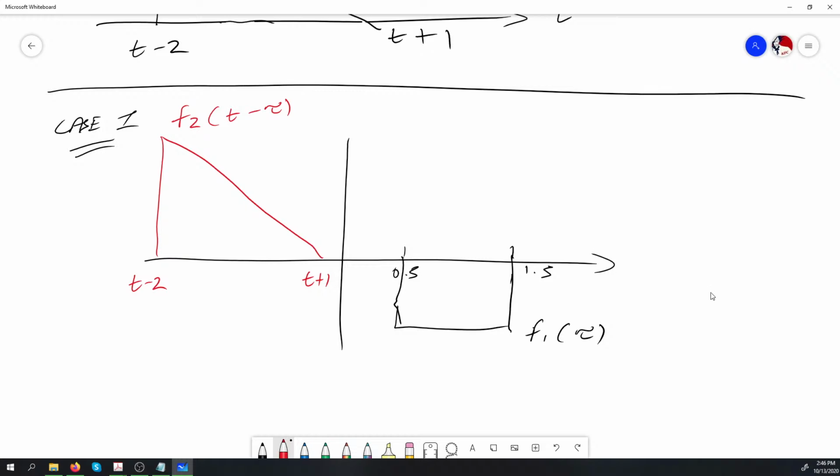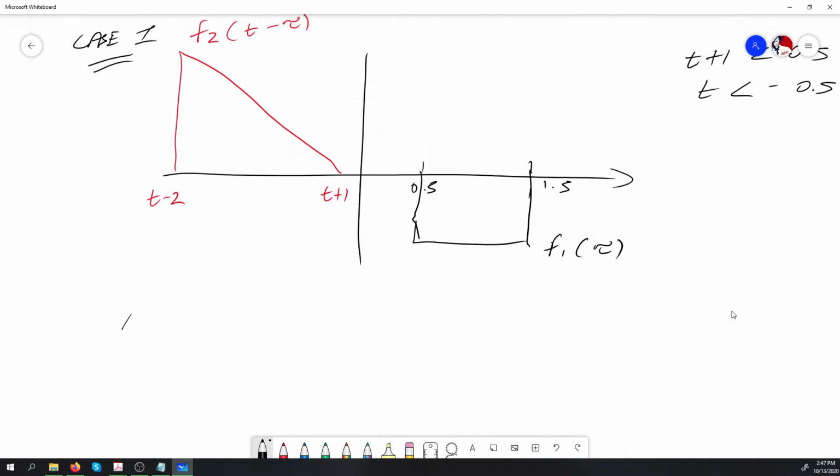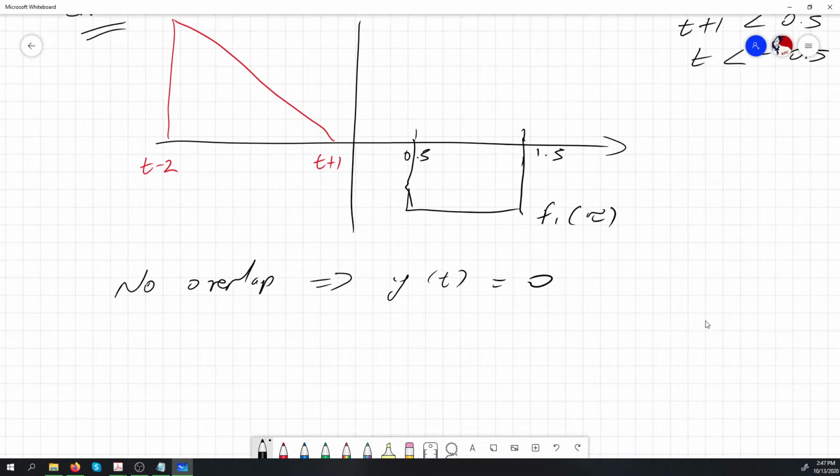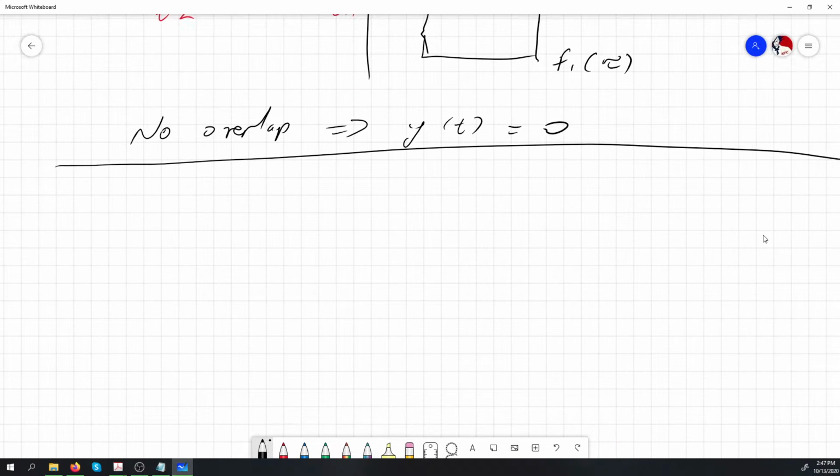Because there's no overlap here, we say that t plus 1 here is less than 0.5. So t is going to be less than negative 0.5. And then no overlap means y of t here is going to be 0. Watch case 2 now.